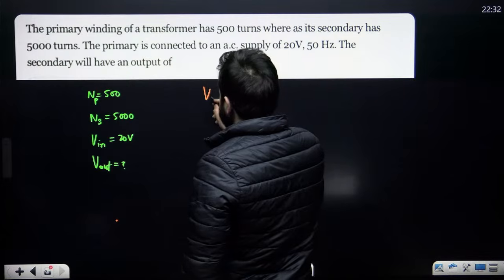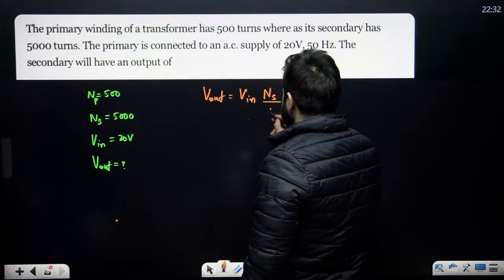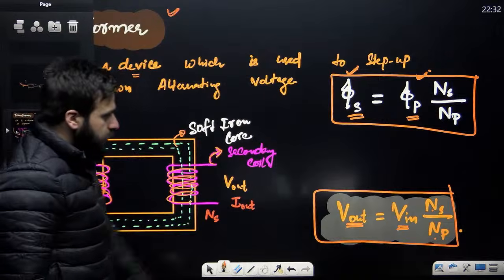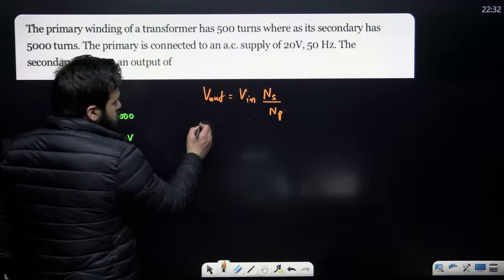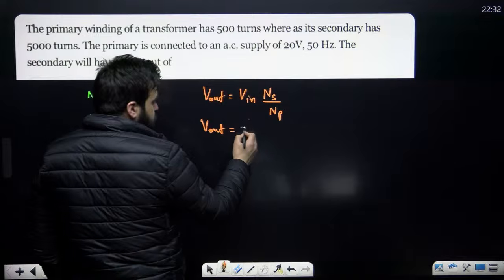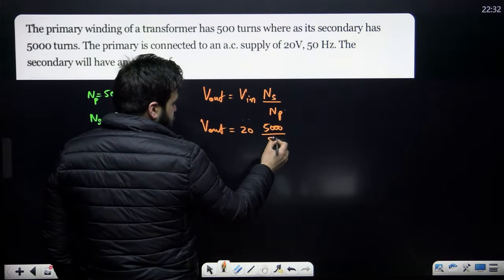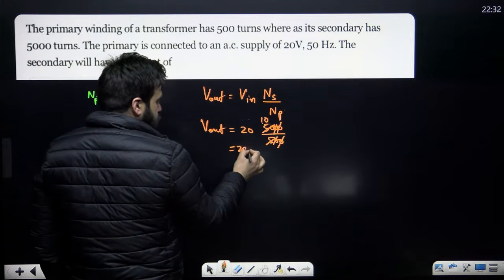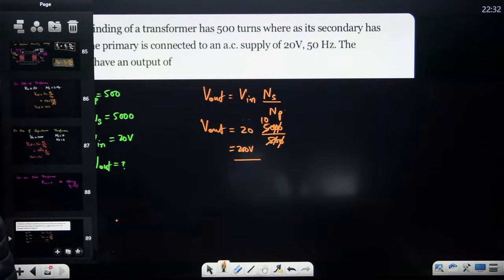You say, sir, when it comes to the output voltage, it is input voltage into number of turns in secondary upon number of turns in primary. Because this is the formula we studied. Now tell me. This is the primary voltage which it receives, 20 volts. Secondary, it is 5000. Primary, it is 500. 5 ones are 5, 5 tens are 10, and this will be 200 volts. So output voltage is going to become 200 volts in this particular case.